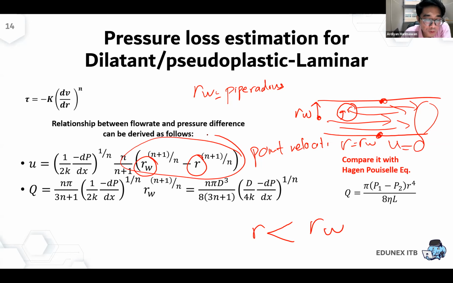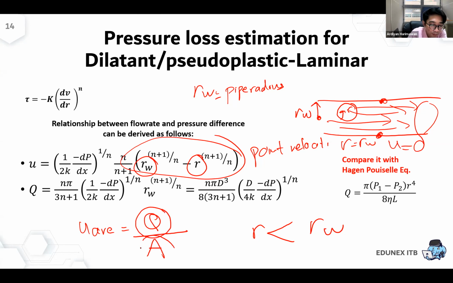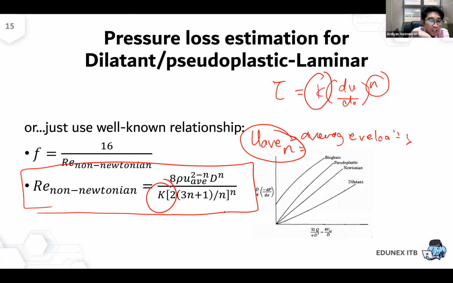Then how to calculate the average velocity? To calculate average velocity, you basically need to calculate the flow rate divided by area. If the value of the flow rate is known and the value of the pipe diameter is known, then you can directly calculate the average velocity. Ya, jadi kecepatan rata-rata itu sebetulnya tinggal laju alir dibagi luas penampang, cross sectional area. This is flow rate. Just divide it, then you can get the average velocity, then you can put it into this one.